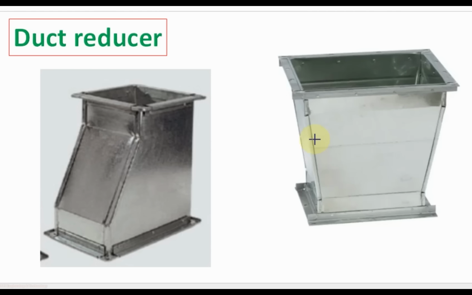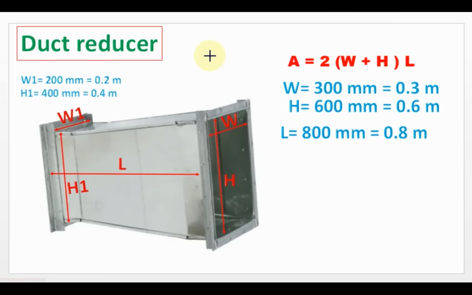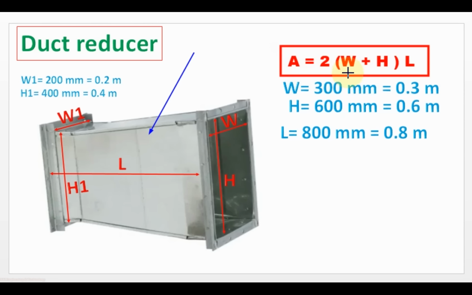But one thing to remember when calculating the area for the duct fitting, at all four corners there are joints. So you need to add 50 mm for all these four corners to the duct dimensions. This is a rectangular duct reducer, and the formula to calculate the area of duct reducer is area equal to 2 times (width plus height) into L, where width and height are taken from the largest side of the reducer.